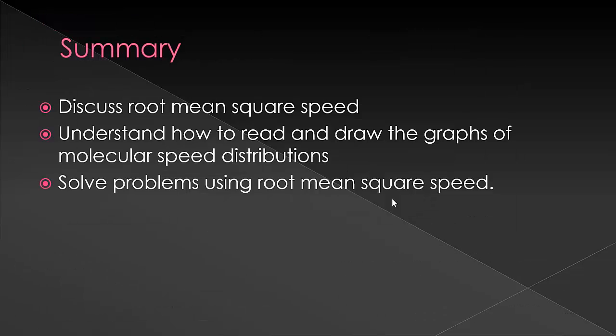So in summary, we learned what root mean square speed is. We now hopefully understand how to read and draw the graphs of the molecular speed distributions, and then be able to solve problems using the root mean square speed and the new equation that we introduced for kinetic energy of gases.